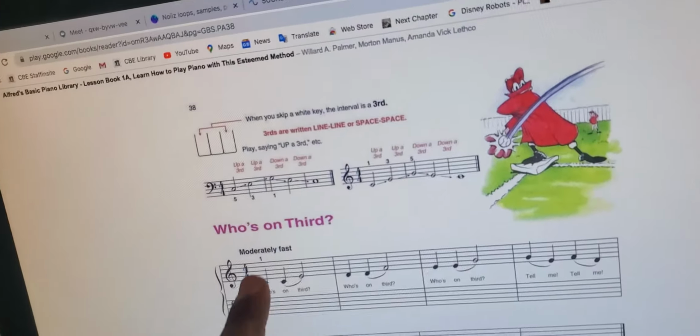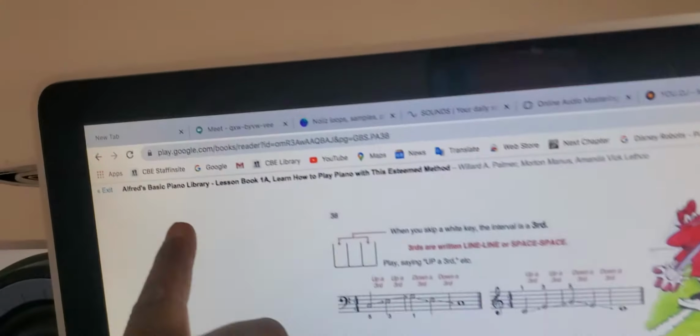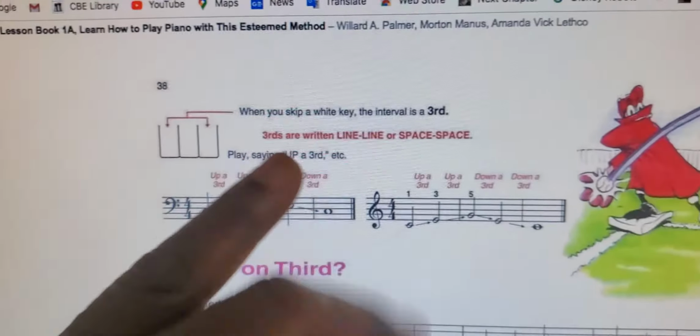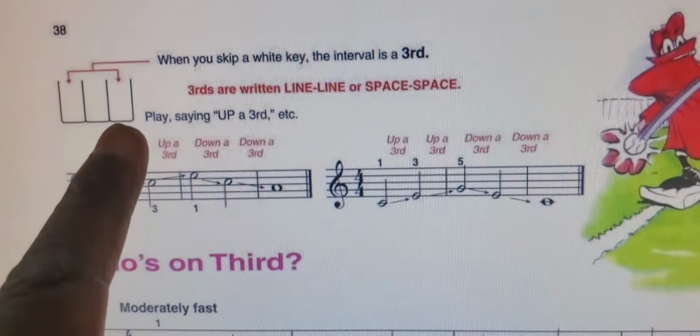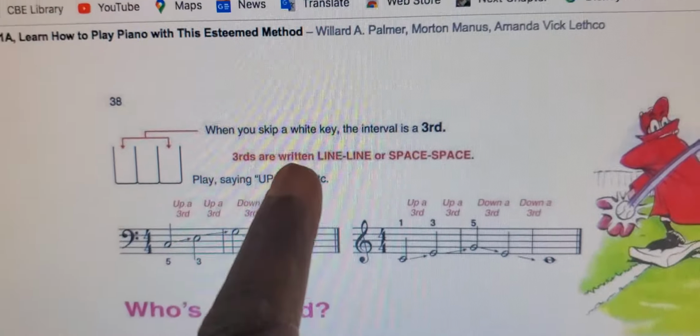Hello everyone, this is page 38 of Alfred Basic Piano Library. So we're still on the issue of intervals.